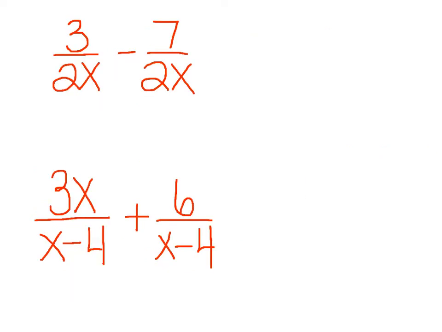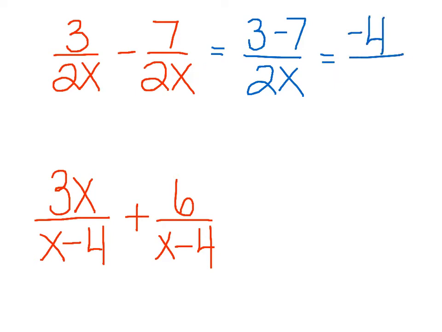So let's look at these examples. We have 3 over 2x minus 7 over 2x. The denominator is the same, so we keep the denominator and subtract the numerators. 3 minus 7 is -4, so I have -4 over 2x. Well, can that be simplified? Yes, it can. So we're going to have -2 over x, because 2 goes into 4 2 times.